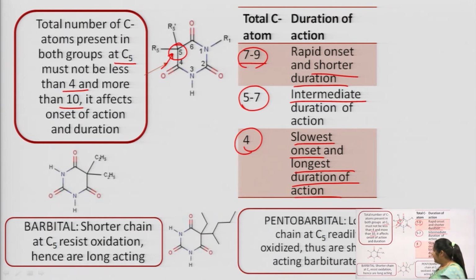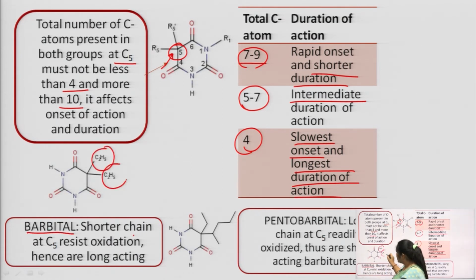Like when we have taken the example of barbital, in this case it is C2H5 and C2H5, the shorter chain at the carbon number 5. So, that will resist the oxidation, and hence that will not get metabolized easily. And if that will not get metabolized easily, means that will stay in the body for a longer period of time. That is why barbital is a long acting drug.